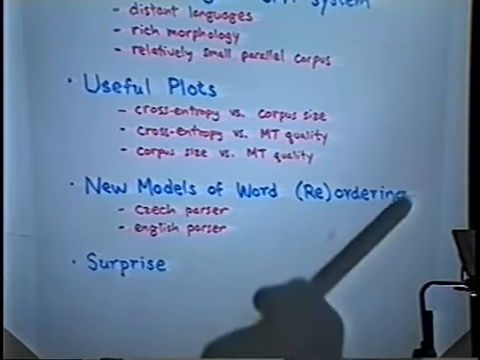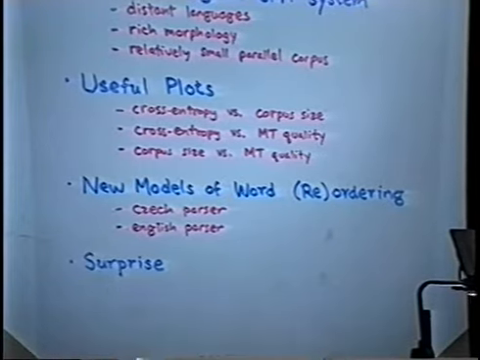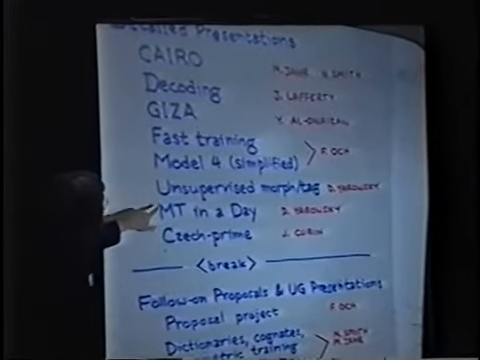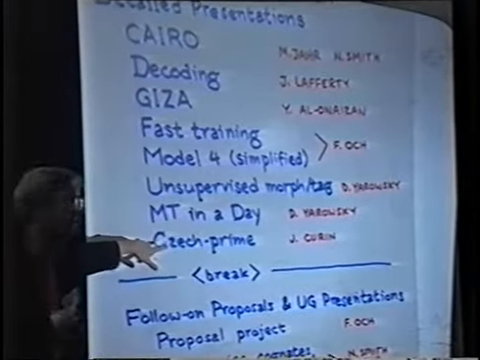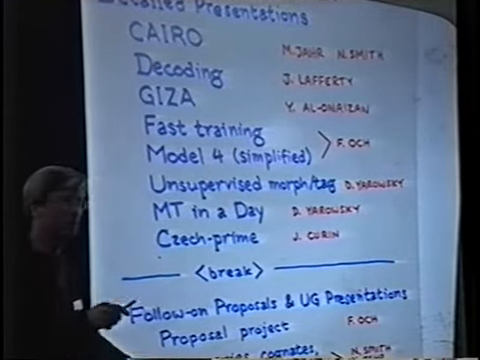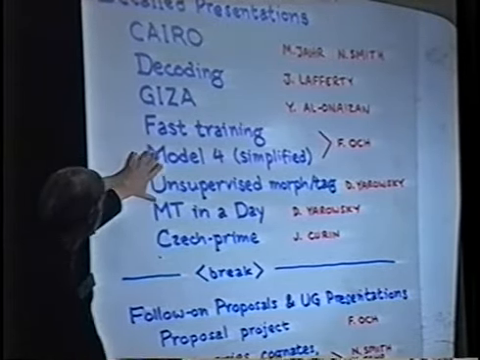We expected to do some improvements over the baseline Model 3 system, and you can see the types of things we did. The faster training was actually critical in support of all these other things, like being able to do MT in a day, being able to do these Czech prime experiments repeatedly, to do this kind of testing, and to do some of the dictionary and cognate work that Mike and Noah will talk about later. So we could do all these experiments very quickly, and we were actually able to do more on this point than we thought we'd be able to. And surprise, I think that worked out pretty good.